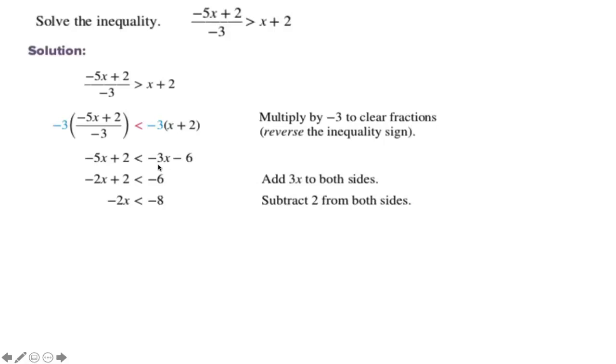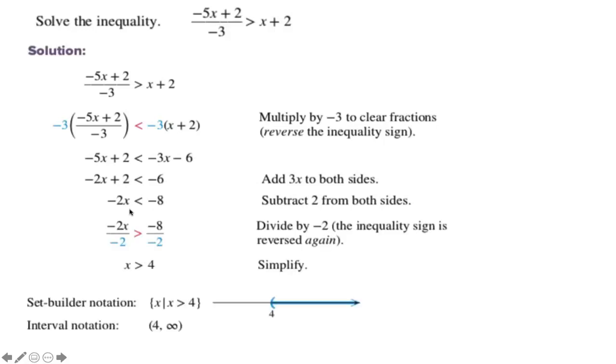Now I'm going to move the x's to one side to combine them. So I'll add 3x to both sides, for example, so that this will be gone. I'll bring this over, and this becomes negative 2x. And then finally, I'm going to subtract 2 on both sides to get negative 8 on the right side. And finally, I divide by negative 2. When I divide by negative 2, the inequality is switched from less than to greater than. So x is now greater than 4. And the solution set in interval notation is from 4 to infinity. So that's basically how we approach that problem.